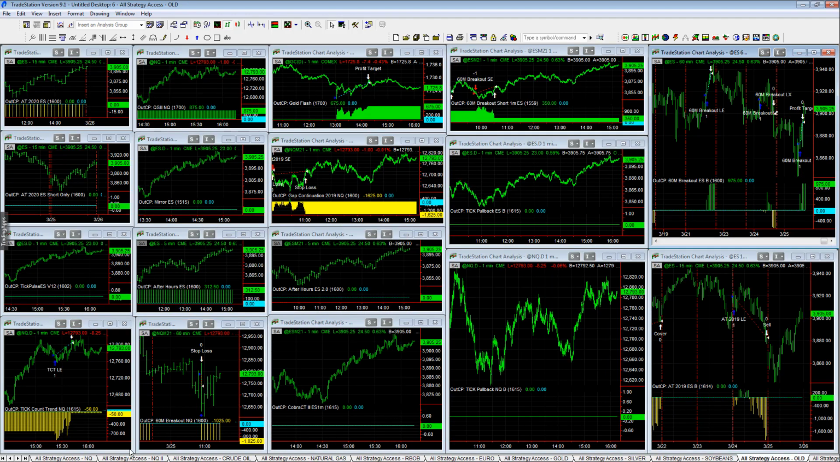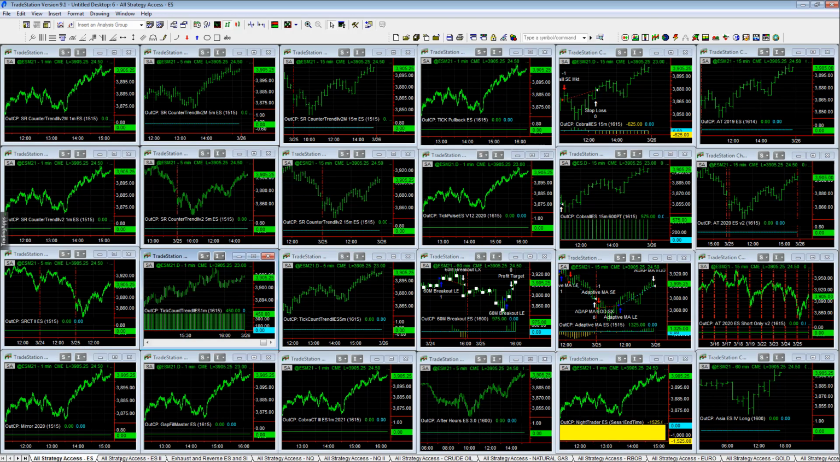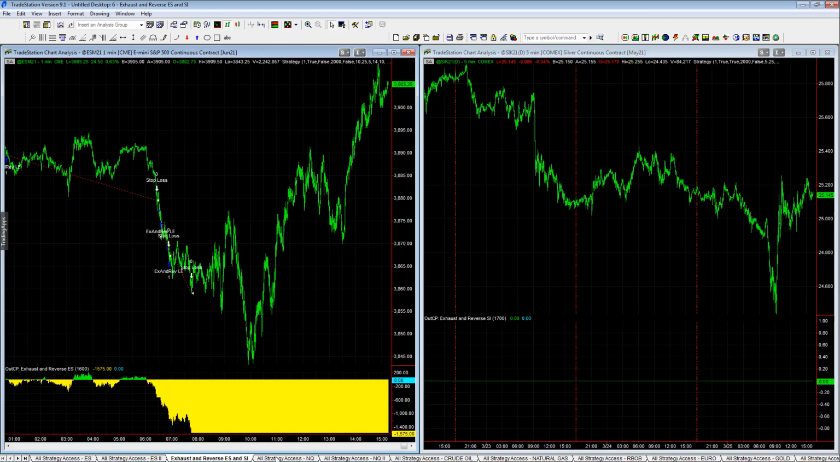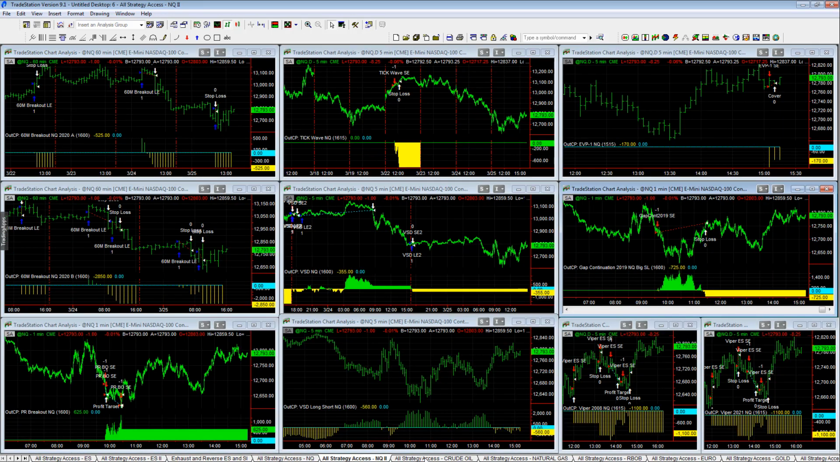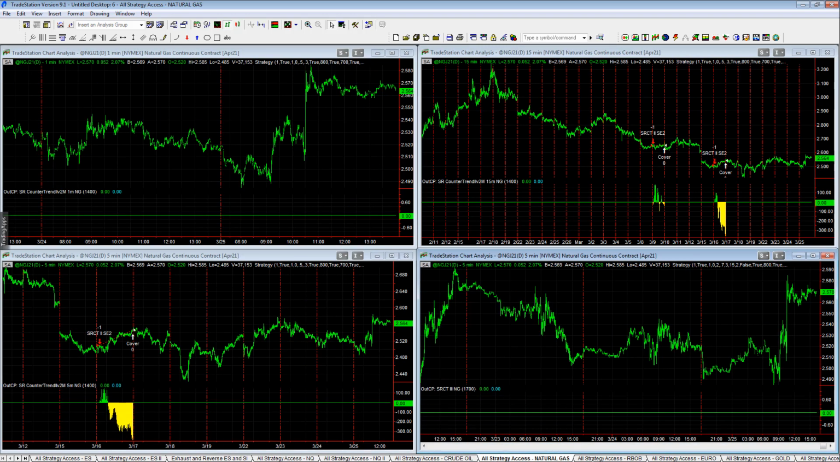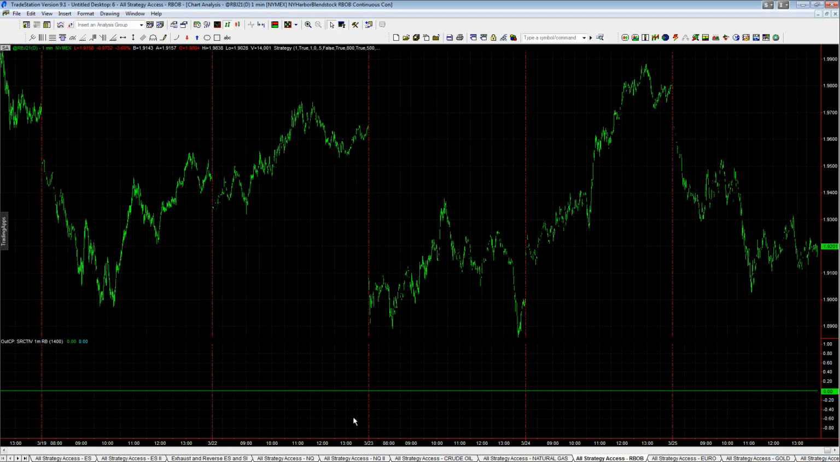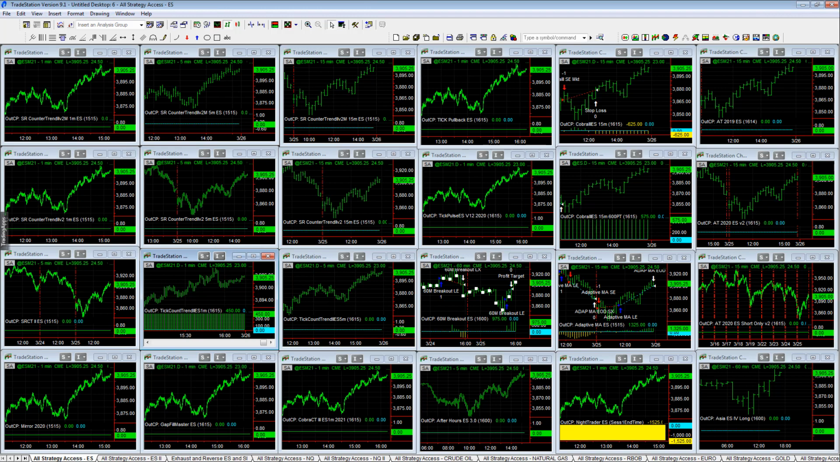And those are the trades on the day for the All Strategy Access. All these workspaces are in our All Strategy Access portfolio. There's over 118 strategies that we track every day. And you see the list of them here. They're on the website. And this is March the 25th, 2021.